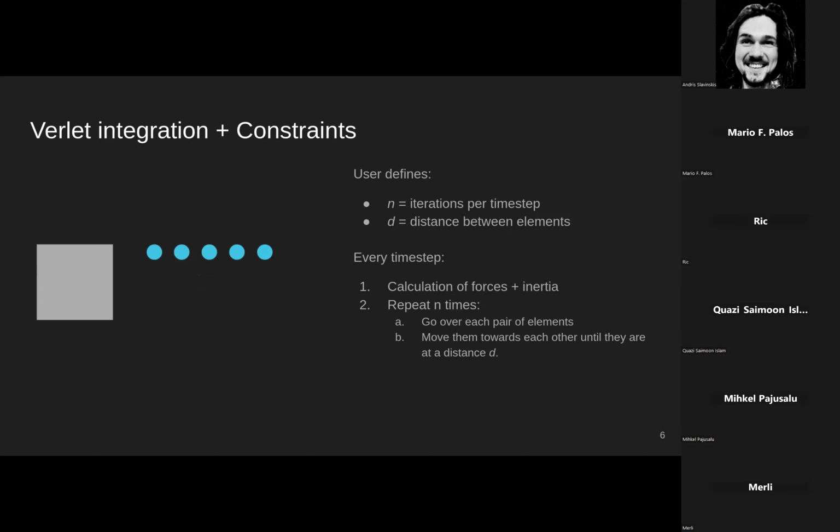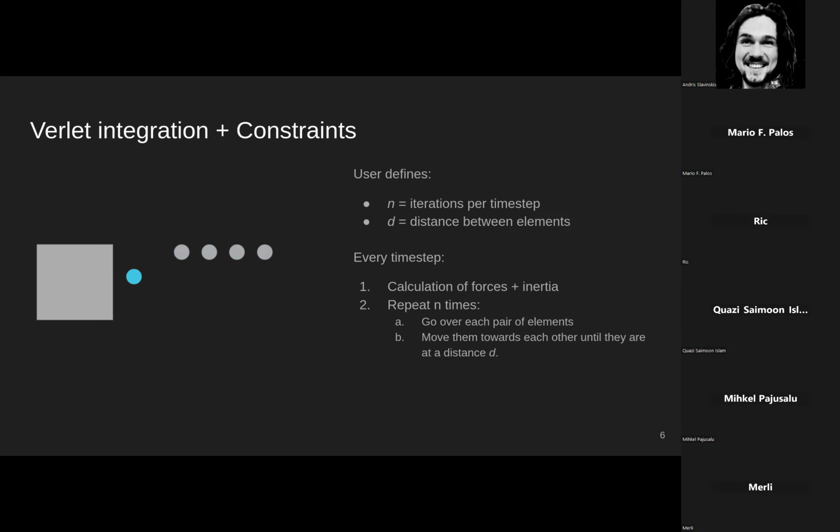Then the constraints come in, because these points are keeping the correct distance, but they are flying into space. You don't want that. You want the first point to be attached to the CubeSat. So first you go over each pair of elements, in this case the origin point and the first element. If they are farther apart than they should be, which they are, you move them towards each other. The origin doesn't move, so the other moves more, but you move them towards each other until they are at the distance d.